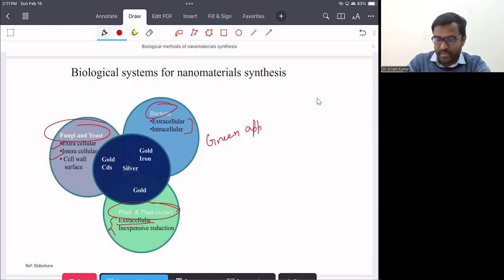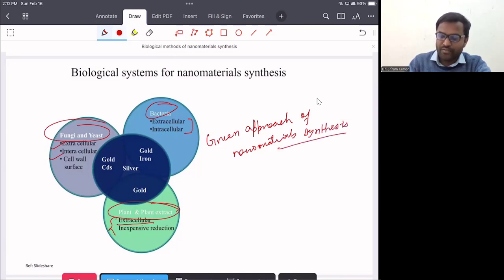Green approach of nanomaterial synthesis. So if we follow this mechanism, then we are reducing waste to mother nature.